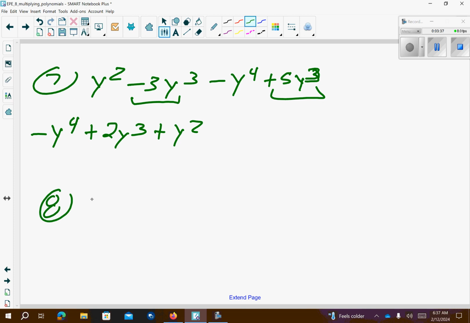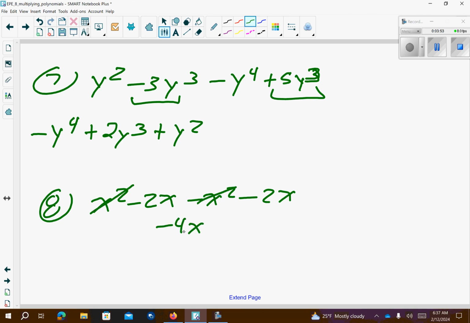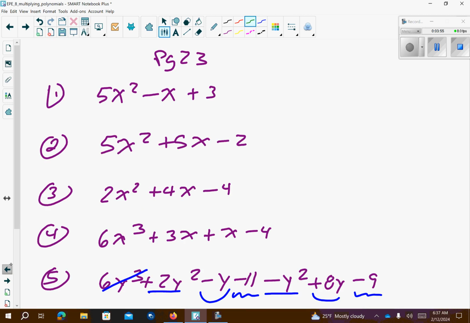And then number 8, I can drop the first set of parentheses because I'm only distributing 1 over it. Distribute negative 1 over the next set of parentheses. So I'm going to get negative x squared minus 2x. These cancel, that gives me negative 4x. All right, let's go back and rename all of these.